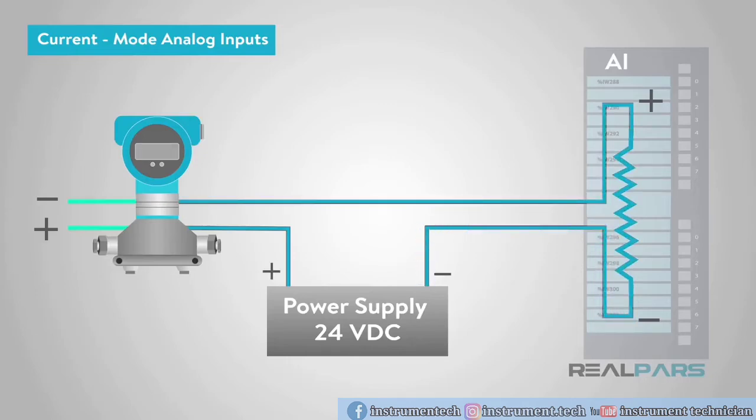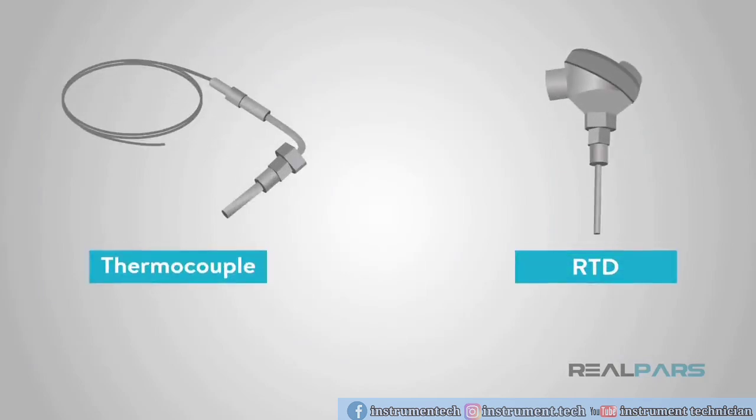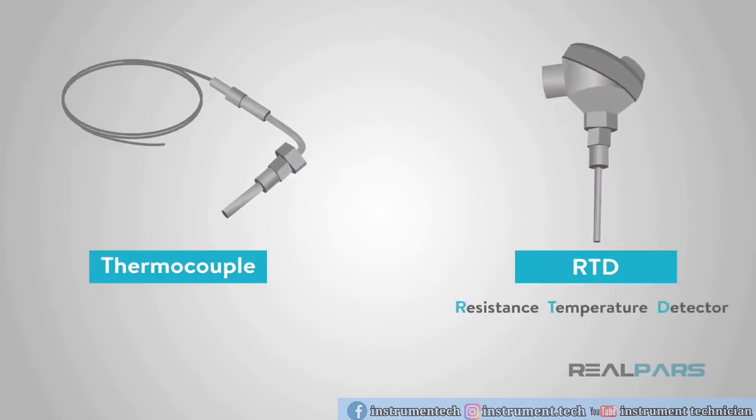What we have covered so far have been generalized inputs, used where the field signal is set up as a conditioned input for the PLC. The next types of inputs we will cover are specific to two different types of common temperature measurement devices that are common enough to be worth building specific modules for. There are thermocouples and resistance temperature detectors, or RTDs.